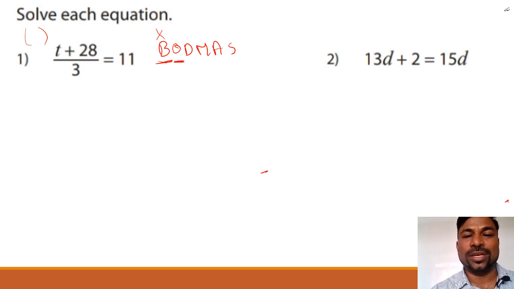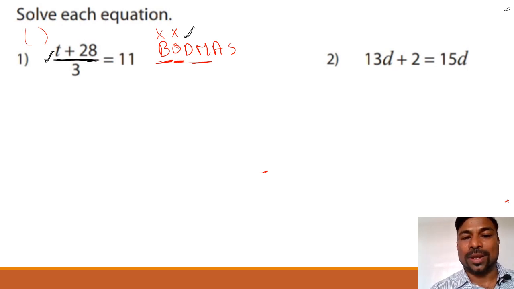Let us check whether we have any order. Order means power. Do we have any power? No, we don't have any power. Let us go for division and multiplication. Do you have division there? Check it out. Yes, we are having division there. The divided by is there.